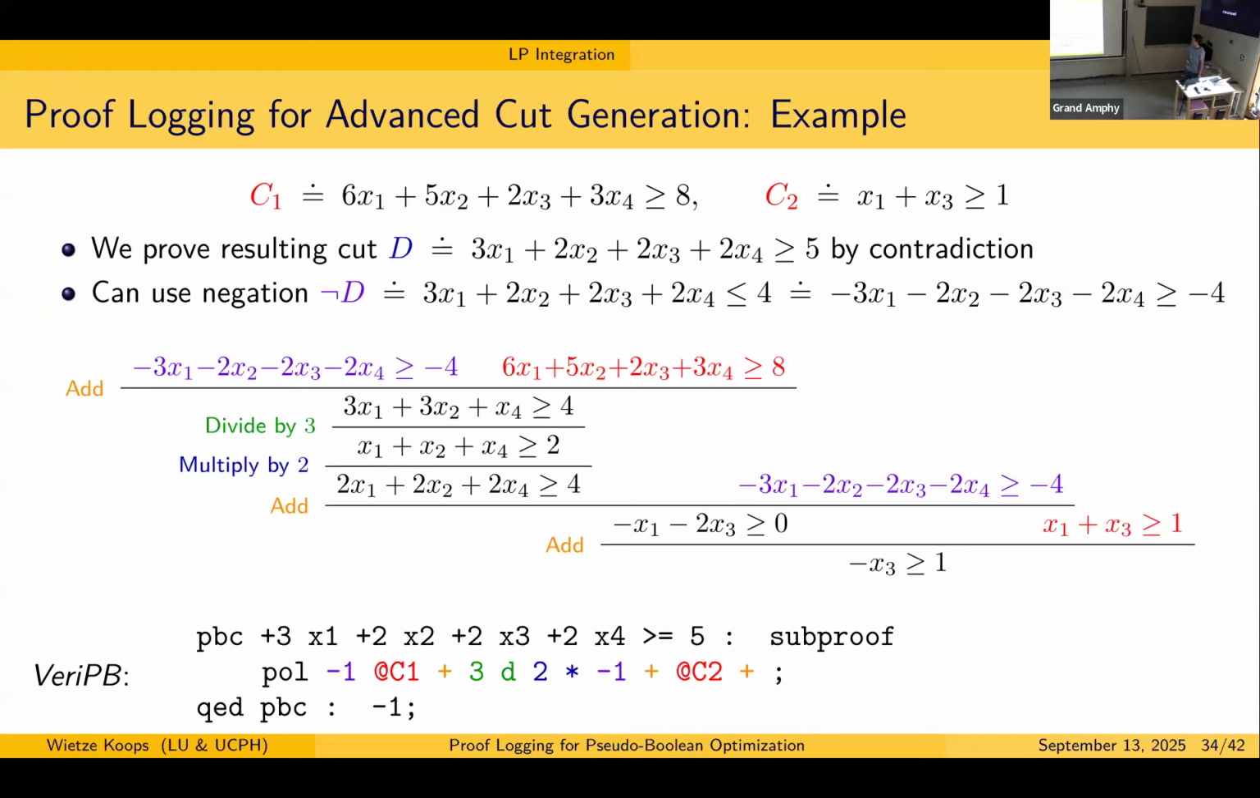So we can express it in VeriPB like this. We write a constraint that we want to derive in ASCII format, and we translate this proof tree again to a polish notation, where the -1 is the negated constraint that we introduced.